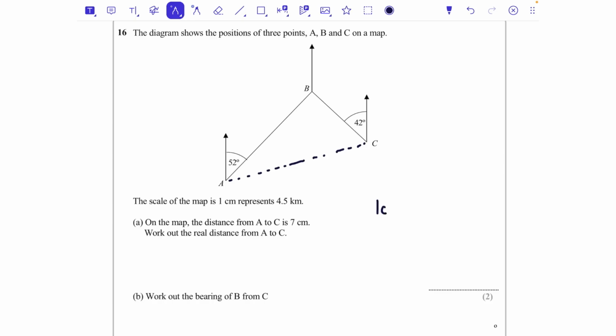So we know that 1 centimetre is 4.5 kilometres in real life. I've got 7 centimetres on the map, so I need to take my 4.5 and multiply it by 7 to find out how many kilometres that would be. And that is 31.5 kilometres.